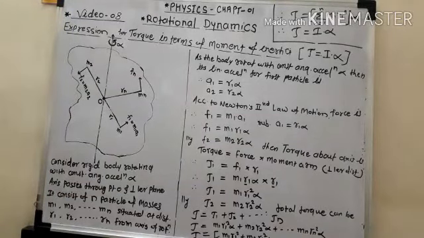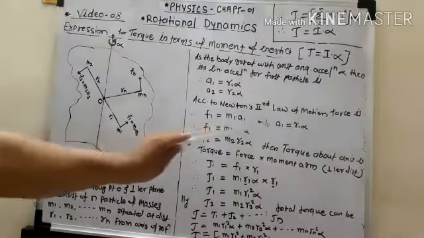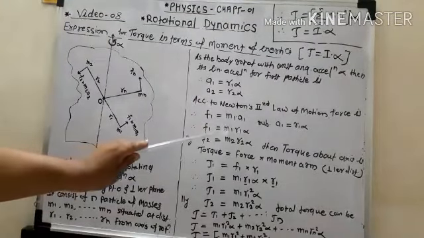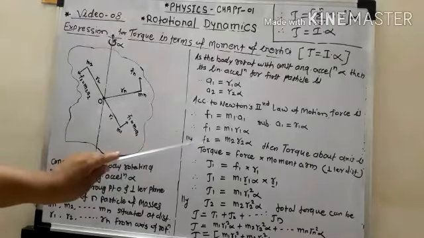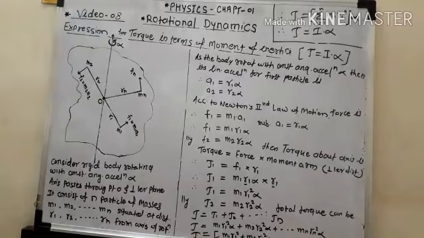Understand this? According to Newton's second law, F is equal to ma. Therefore, for the first particle, F1 is equal to m1 a1. Substituting the value of a1 as R1 alpha, we get F1 is equal to m1 R1 alpha. Also, F2 is equal to m2 R2 alpha. Then we have to say here, torque acts on that rotating body.